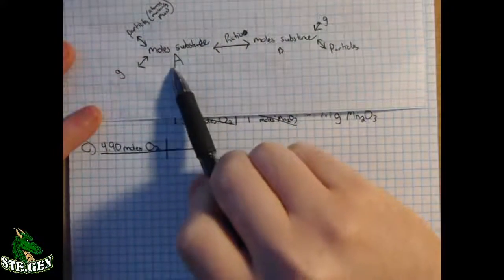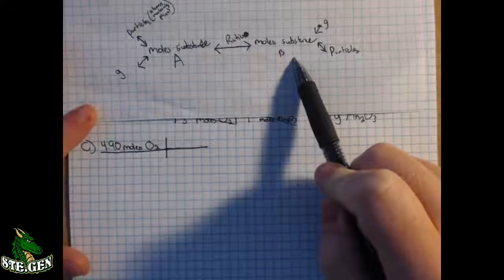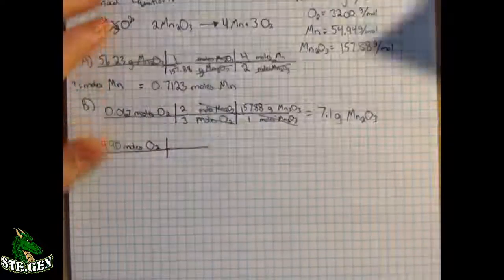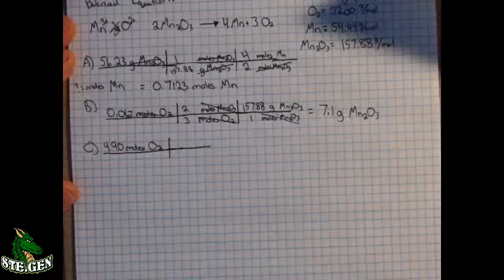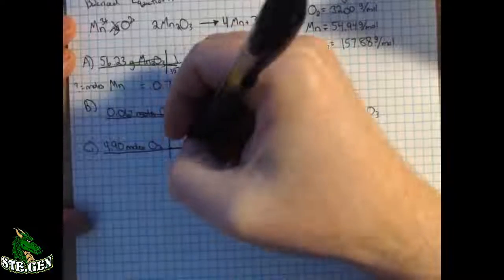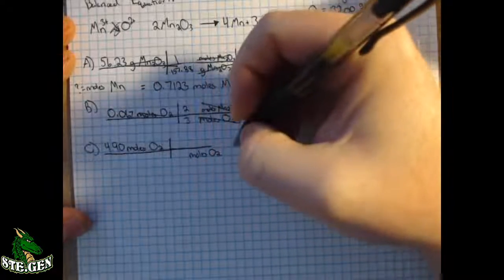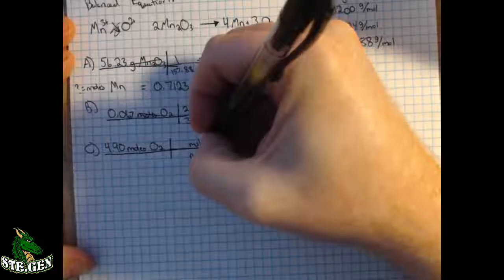Well, this one is only a one-step problem. We've got to go from moles of substance A to moles of substance B. All we have to do is a mole-to-mole ratio. So moles of O2 to moles of manganese looks like what we're going to be doing. So moles of O2, and it wants moles of manganese, of Mn.